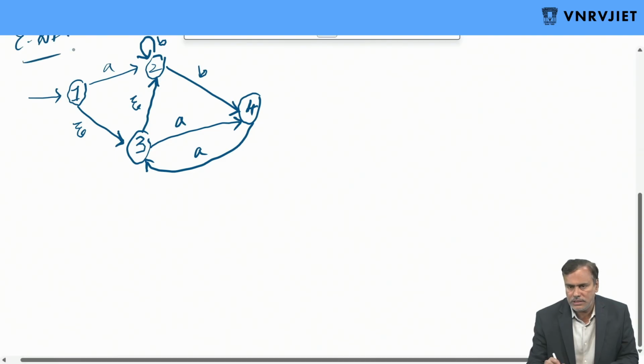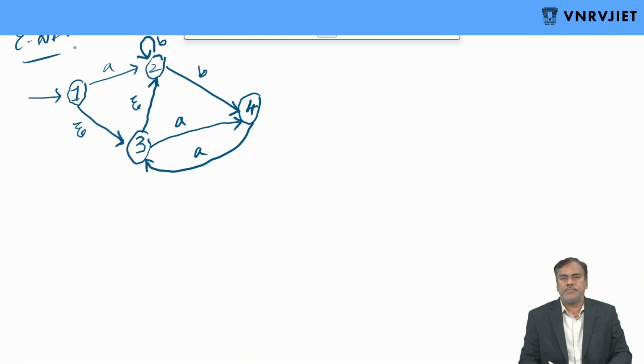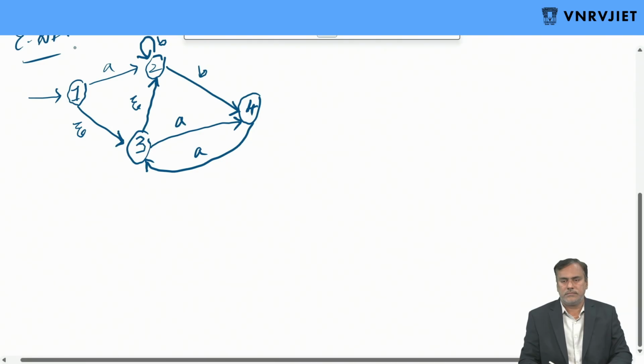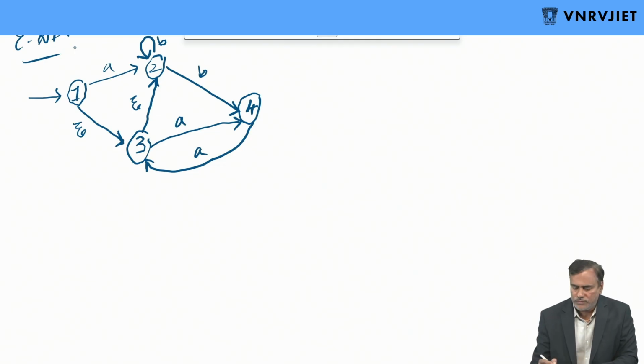The name implies the basic difference between just NFA and epsilon NFA: epsilon NFA will have transitions on epsilon. In just NFA, you don't have transitions on epsilon. So how to convert epsilon NFA to NFA? That is what we are going to learn in today's session.